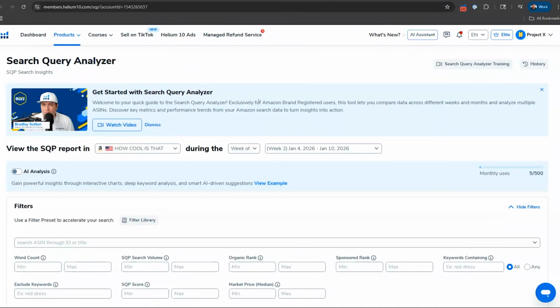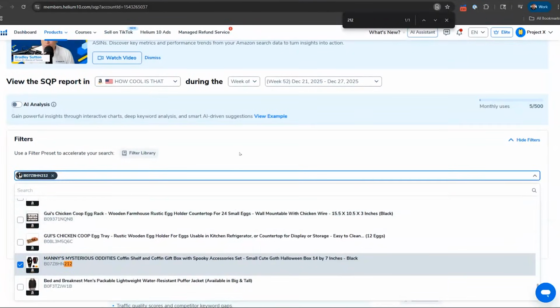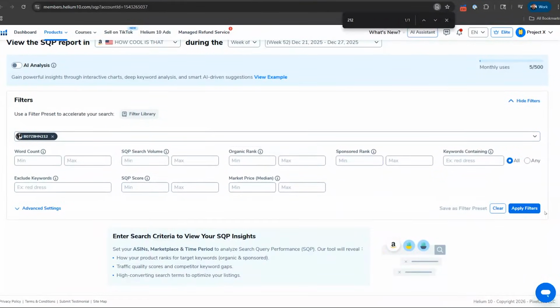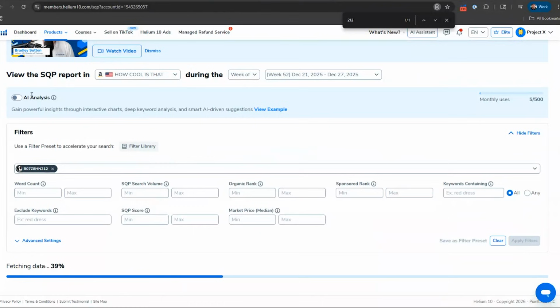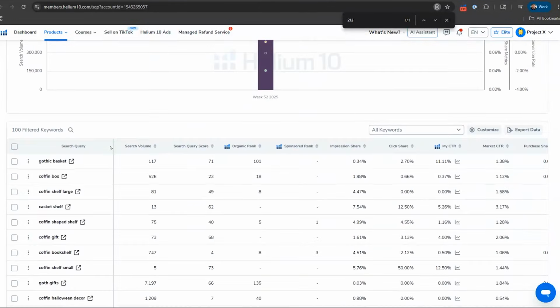So here in Helium 10, how you can do this, let's just look at it for 1 week, is I can say, hey, for one of these weeks, let me look back right during Christmas of last year. For my coffin shelf, what were all of the keywords that had activity? And at this point, I have AI analysis turned off. In the next video, I'm going to show you what this AI analysis does. But here, I have a list of 100 keywords that came up for my product.